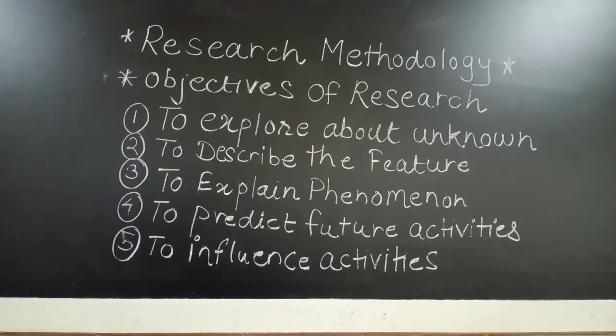Now, the third is to explain a phenomenon. What do we mean by a phenomenon? A phenomenon is a fact or a situation. Another objective of research is to provide explanation. Here, the researcher aims to explain how and why a phenomenon operates in a specific way.